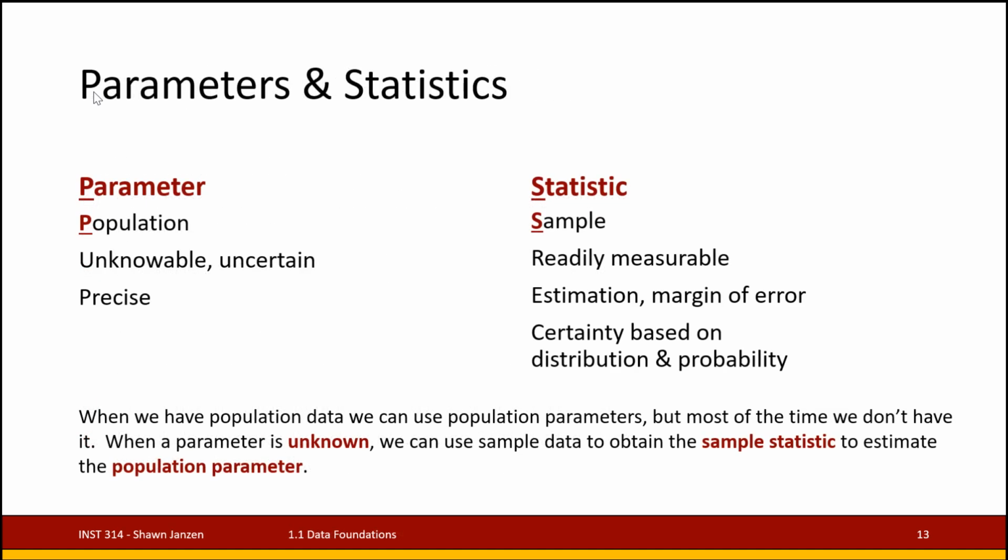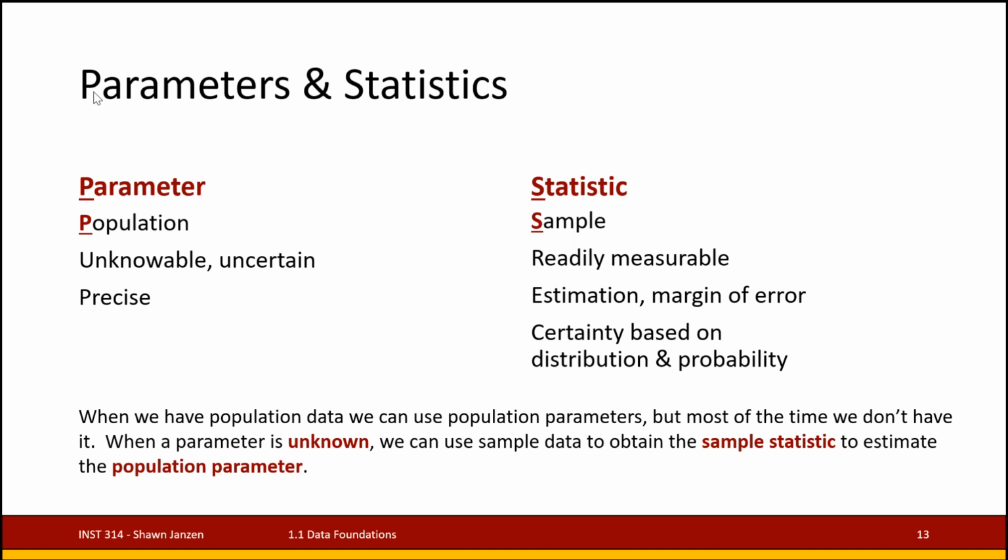Let's look at parameters and statistics, a couple more jargony terms that you're going to have to pick up. The easiest way to remember these is to look at the first letters. Parameters go with populations, and statistics go with samples. A parameter is a particular value represented in the population. It's a very precise value. It is a truthful number or truthful characteristic about that population. But the challenging thing about populations is that they're typically unknowable and uncertain. We don't often have population data.